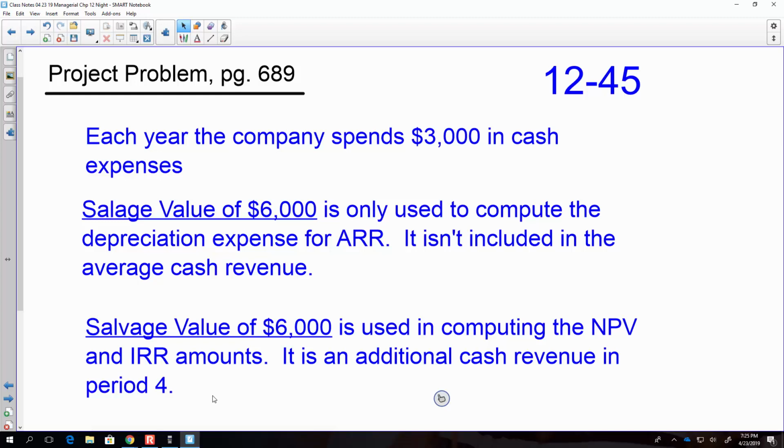Next item is the salvage value. It's $6,000, right? We do need it to compute the amount of depreciation expense, and that's it for the accounting rate of return. So right now, I'm here. Only use the salvage value to compute the expense amount. The salvage value of $6,000 is not included in the accounting rate of return period 4 revenue.